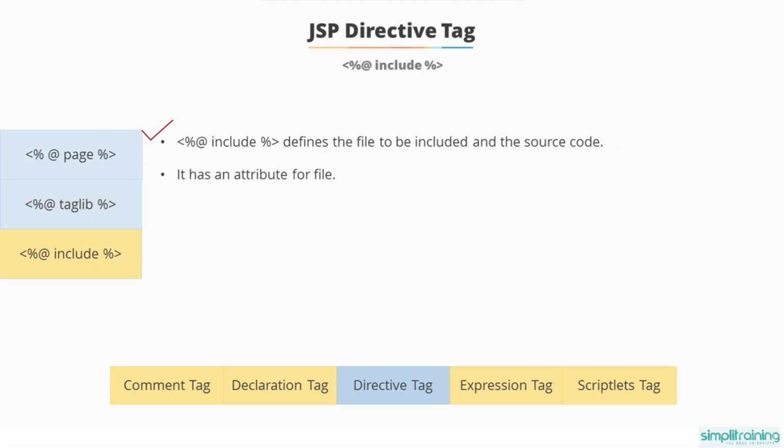The include directive defines the file to be included in the source code. It has an attribute for file.